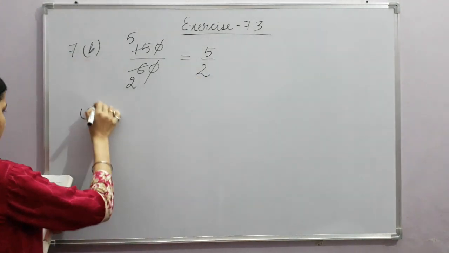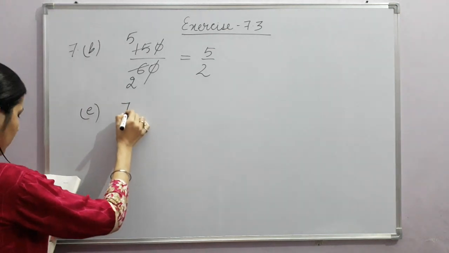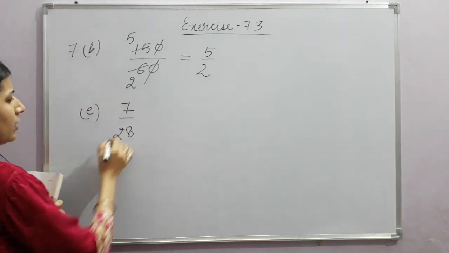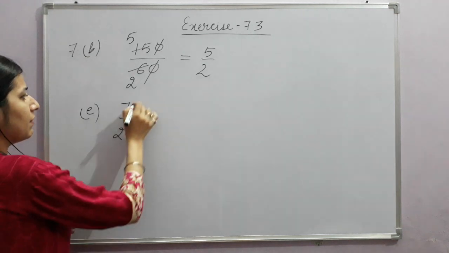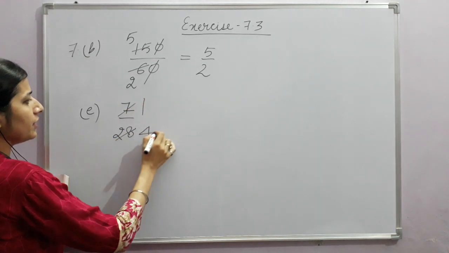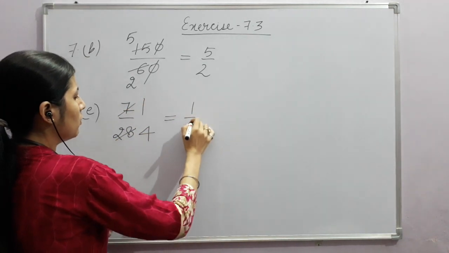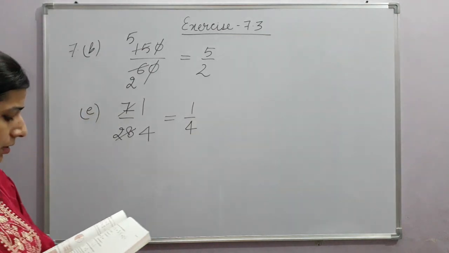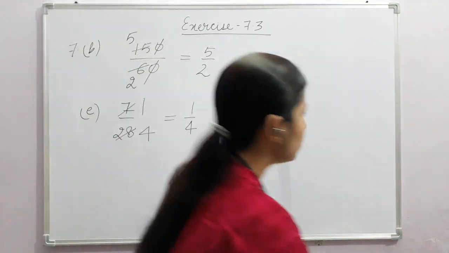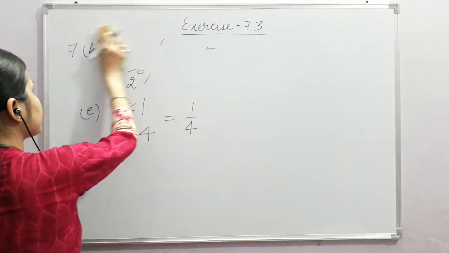Next I am explaining the E part, 7 upon 28. This can also be reduced further. 7 ones are 7, 7 fours are 28. So you can write 1 upon 4 here. So this is how to do question number 7. Let me tell you how to do question number 8 now.